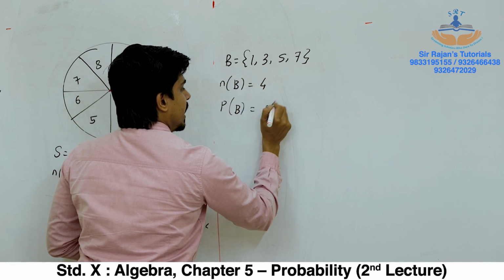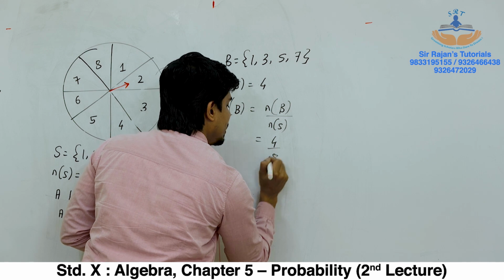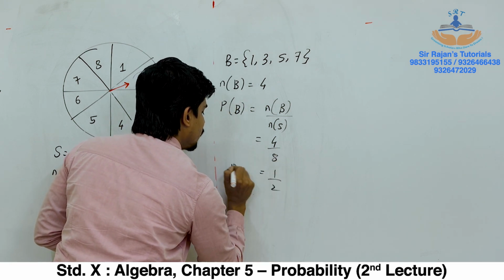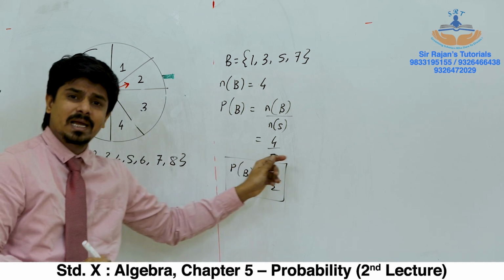Probability formula: N of B upon N of S. 4 upon 8. Answer in reduced form will be 1 upon 2. As I already told you, final answer should be highlighted.